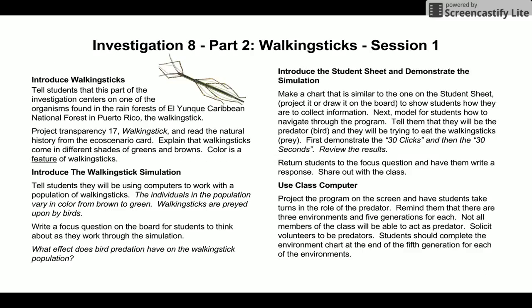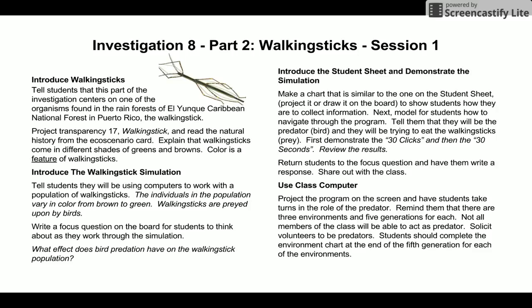Part 2 of Investigation 8, Walking Sticks, Session 1. Tell students that this part of the investigation centers on one of the organisms found in the rainforest of El Yunque Caribbean National Forest in Puerto Rico, the walking stick. Use Transparency 17 to project the walking stick and read the natural history from the eco-scenario card.